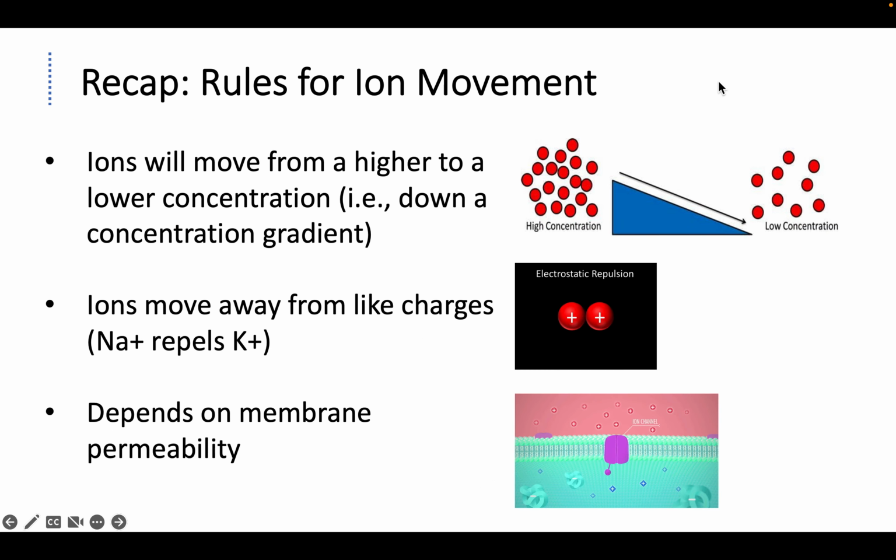Okay, all right, we're going to stop here, and we'll pick up by talking about specific types of ions or different types of ions in our next part.